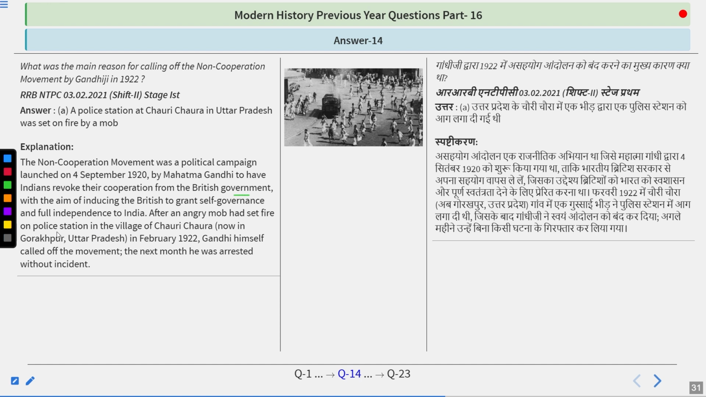After an angry mob set fire to a police station in the village of Chauri Chaura in February 1922, Gandhi himself called off the movement. The next month, he was arrested without incident. So Chauri Chaura was the particular incident after which Gandhiji called off the movement. From the start of the movement, Gandhiji said that he did not want any violence, but people did not comply, and an incident like Chauri Chaura happened, and after that Gandhiji called off the movement.